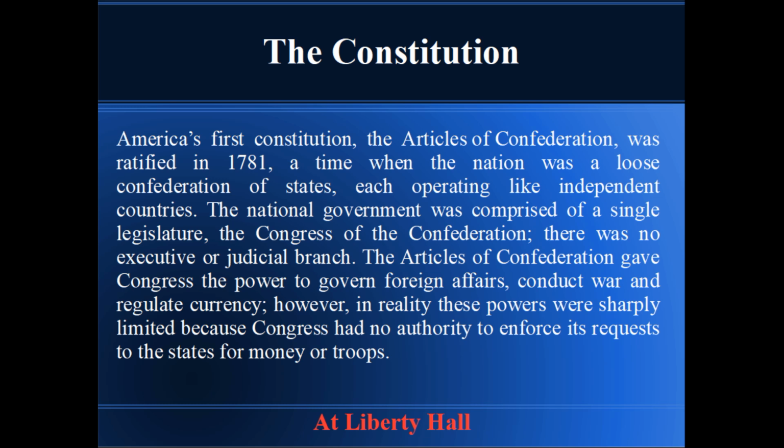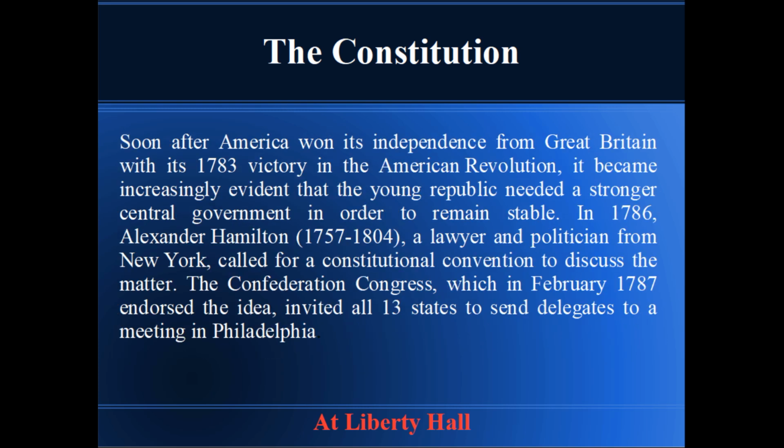The Articles of Confederation gave Congress the power to govern foreign affairs, conduct war, and regulate currency. However, in reality, these powers were sharply limited because Congress had no authority to enforce its request to the states for money or troops. Soon after America won its independence from Great Britain, with its 1783 victory in the American Revolution, it became increasingly evident that the young republic needed a stronger central government in order to remain stable.